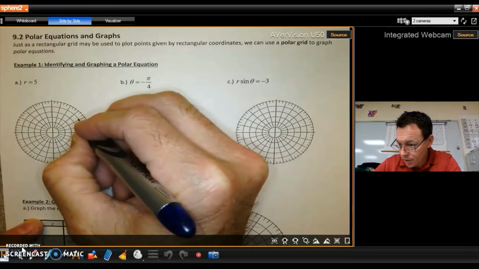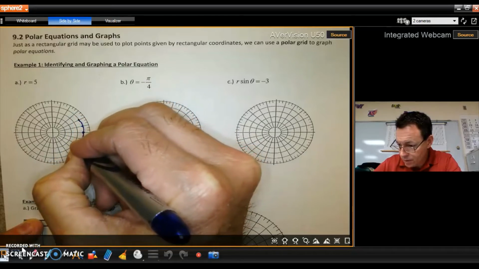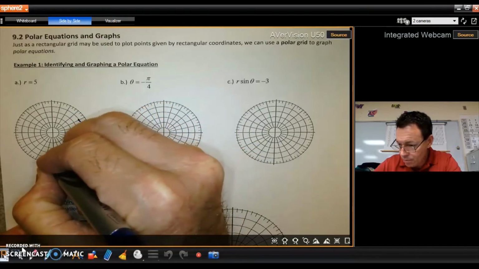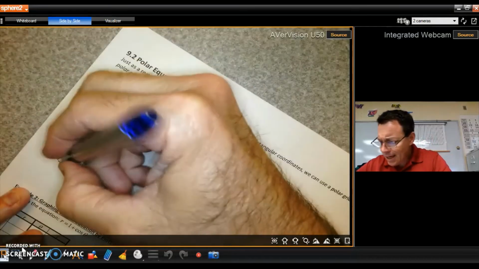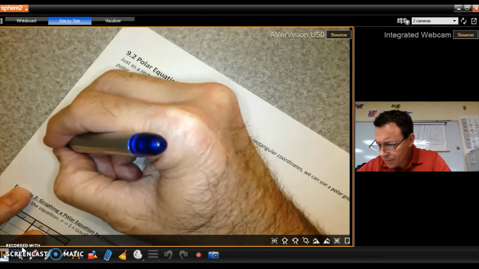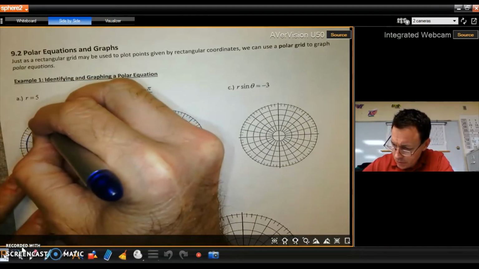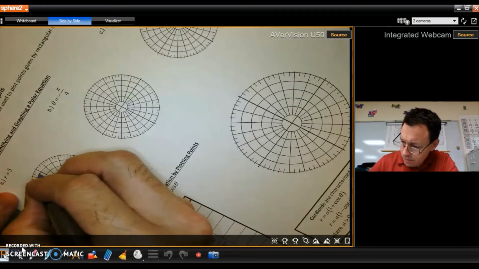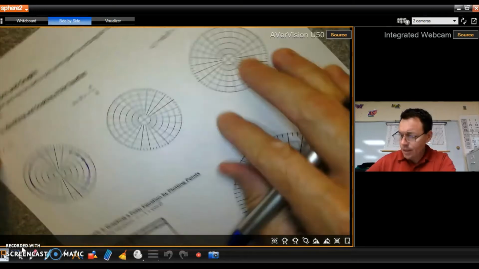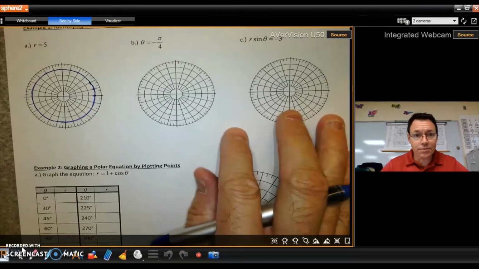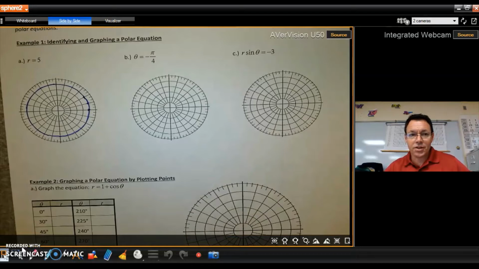So all you do is go out to that fifth circle and then trace it to the best of your ability. I have to turn my paper. It's the only way my hand works. Okay, so that is the graph of the polar equation r equals 5.